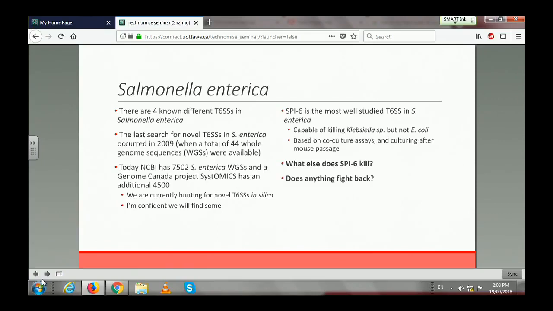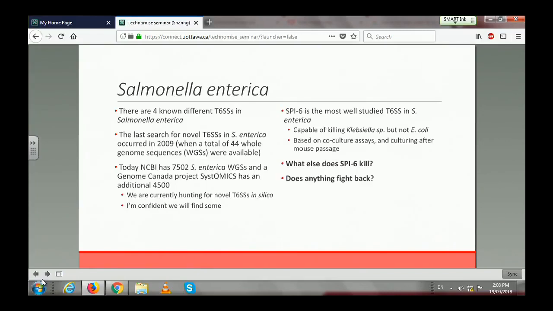Today, NCBI has 7,502, and the Cystomics project, also out of McGill, has 4,500 really, really nice genomes. So we're in the process of kind of sorting through these 4,500 genomes from the Cystomics project and looking for new type 6 secretion systems in Salmonella that we might not know what they do yet. But SPI6 is kind of the most well-studied one at this point.